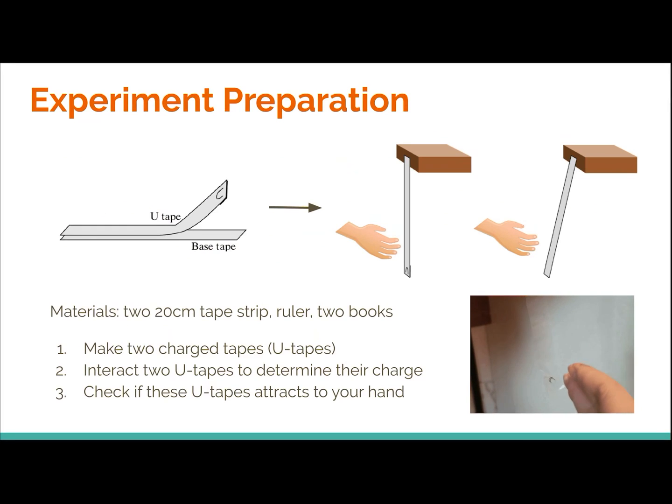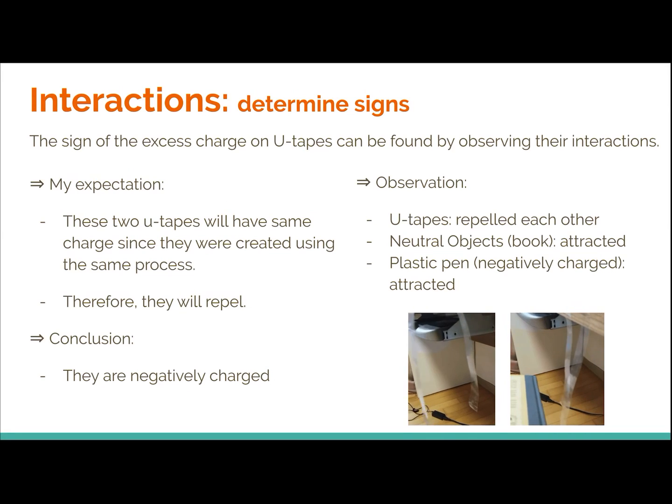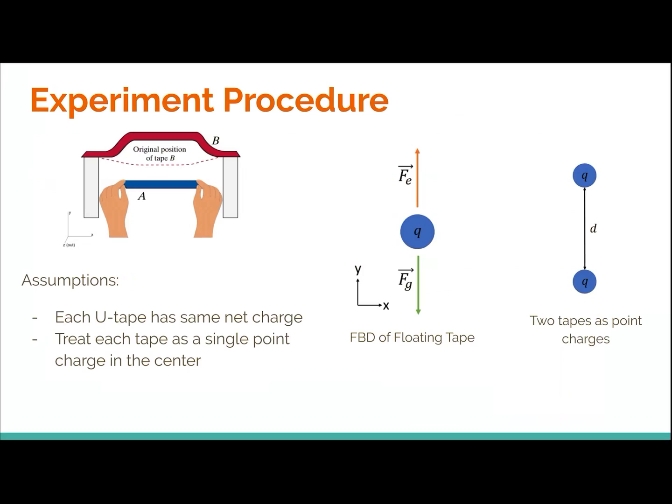For experimental preparation, I made two U-tapes, which are 20 centimeter long strips of tape that were both charged by rubbing and pulling apart the U-tape from the base tape. I could tell that the U-tapes were charged since they were attracted to my hand, as in the video on the slide. To determine the signs of excess charge, I interacted these U-tapes with neutral objects, negatively charged objects, and the U-tapes themselves. The U-tapes repelled each other and were attracted by the negatively charged plastic pen, so I could tell that they were both positively charged.